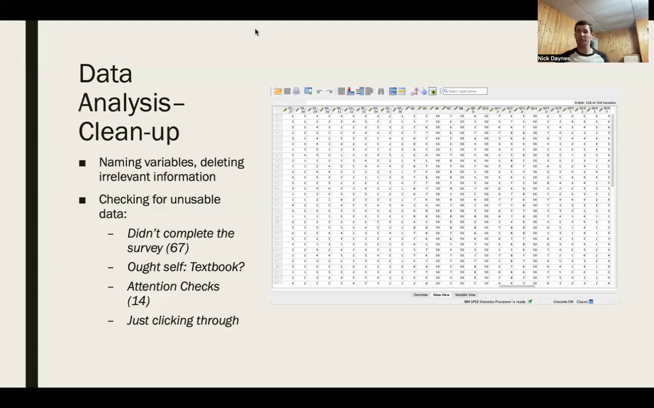Okay, so we just finished recruitment, right? So right now we're at data analysis and specifically cleaning up the data. What happens is I think we got 225 responses on Qualtrics, and I downloaded it to a software called SPSS, which stands for the Statistical Package for the Social Sciences, and it's basically a data analysis software.